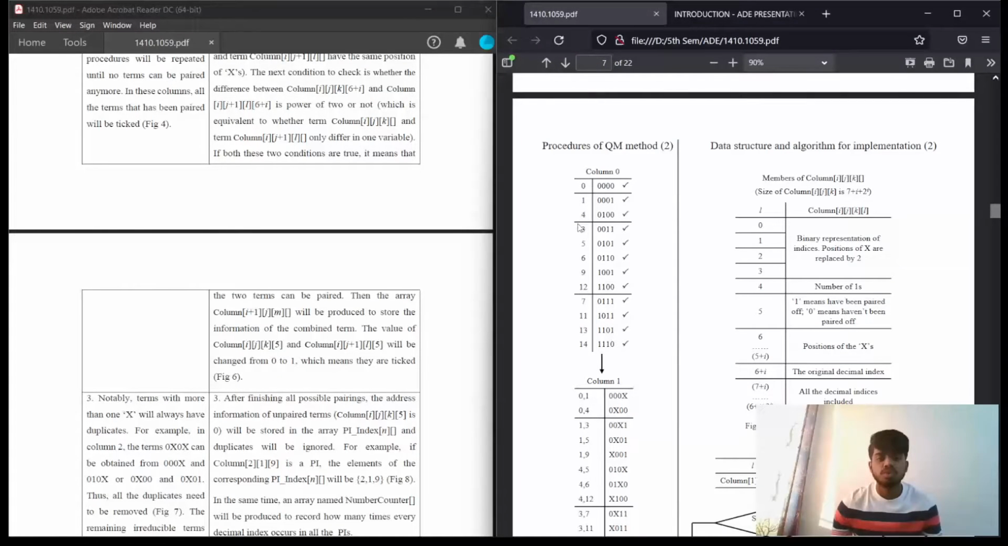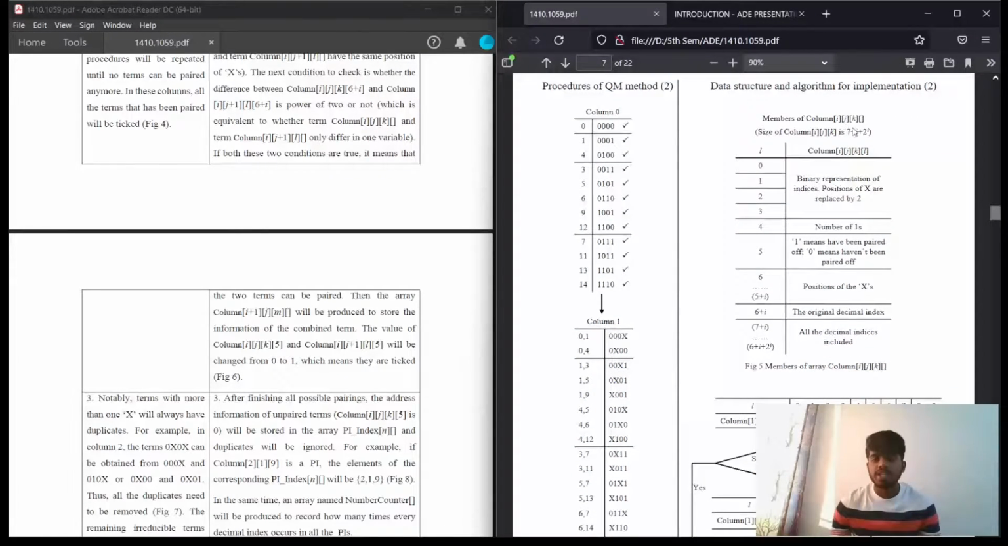0, 1, 4, 3, 5, 6, 9, 12, 7. You all know how these binary terms are implemented, how this data structure is implemented. So, members of column IJK. The size of column is represented by IJK plus, that's a simple formula: 7 plus I, 2 power I. So how is this particular column L we have been seeing represented?